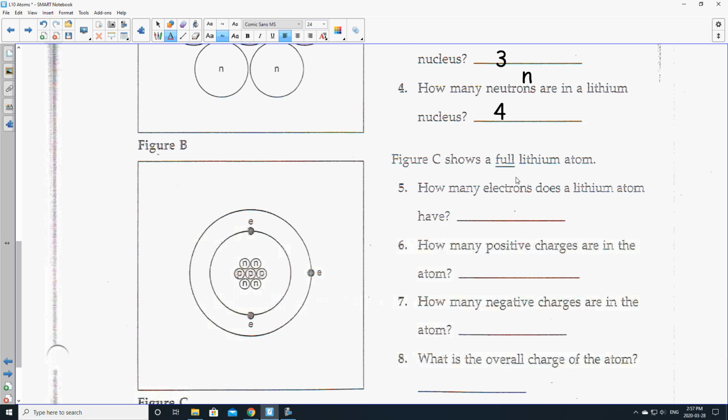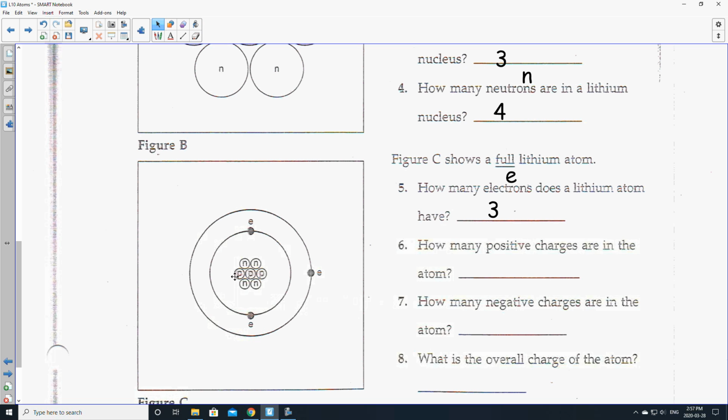So how many electrons does a lithium atom have? So what letter represents the electrons? Let's look at the first letter in electrons. It's represented by the letter E. Okay, so here are the E's. How many are there? 1, 2, 3. Okay, 3. How many positive charges are in the atom?